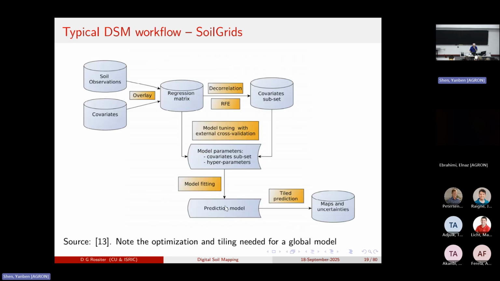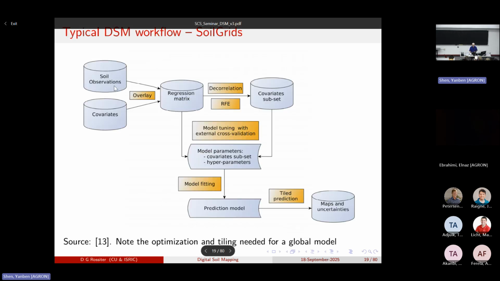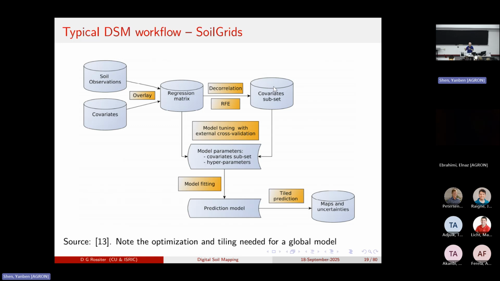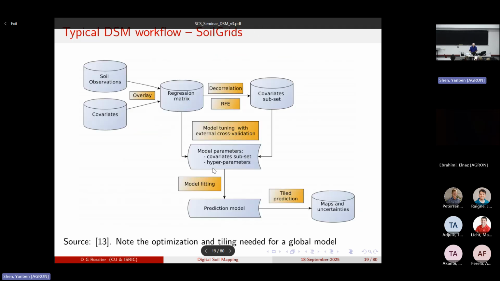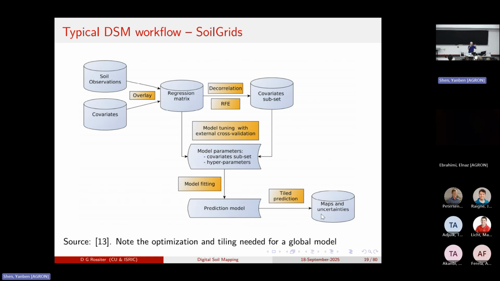This is the workflow, soil observations and covariates. You overlay them, you make this matrix. There's some optimization going on over here. All the different methods can be refined by certain types of optimization. That's pretty standard now. But then you fit the model, and you make a prediction model, and then you can make your maps, and you have a map of the prediction and of the uncertainties.